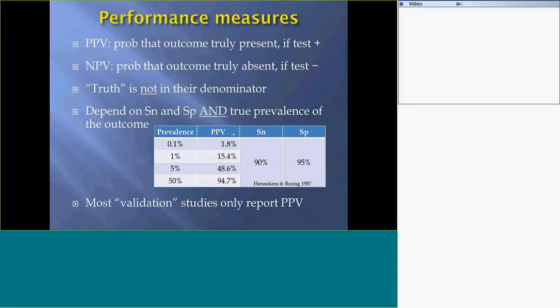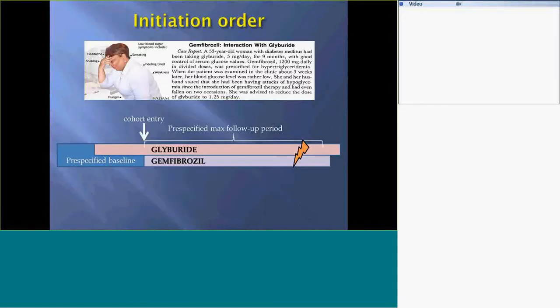So this is particularly important if you're going to grab an algorithm from the literature that tends to be off the shelf, especially since validation studies tend to only present positive predictive values, to understand what the underlying prevalence was of that outcome in the population under study and how that might differ from the population that you're applying it to.